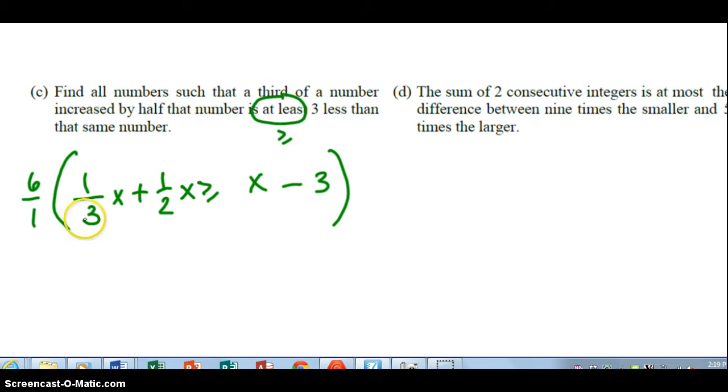So this is going to give me 6 times 1 is 6, divided by 3 is 2x. 6 times 1 is 6, divided by 2 is 3x. Greater than or equal to 6 times x is 6x minus 18. A little easier to work with these numbers now. 5x is greater than or equal to 6x minus 18.